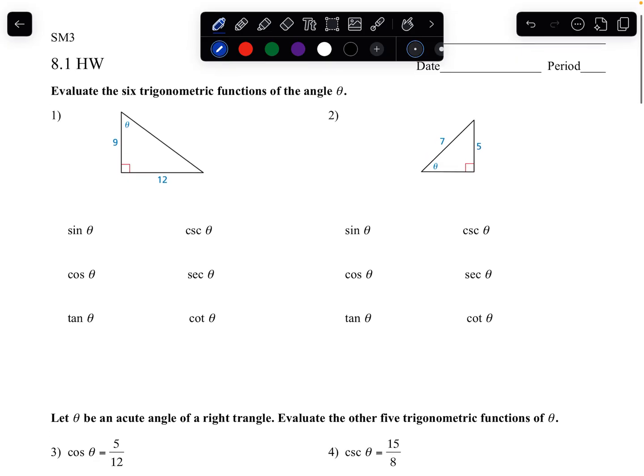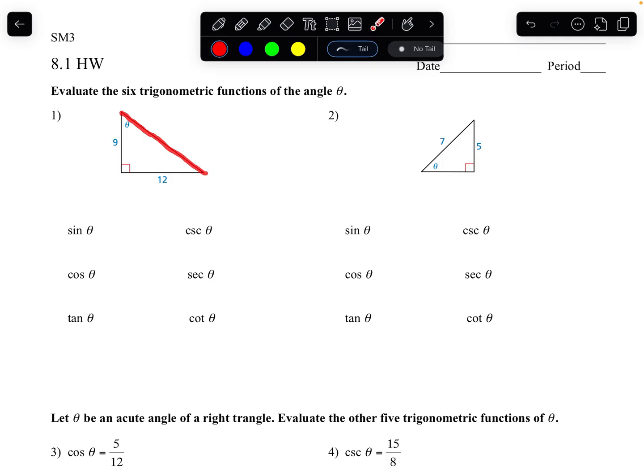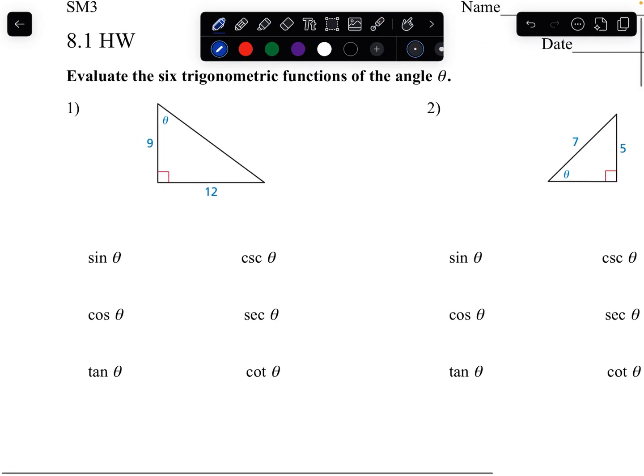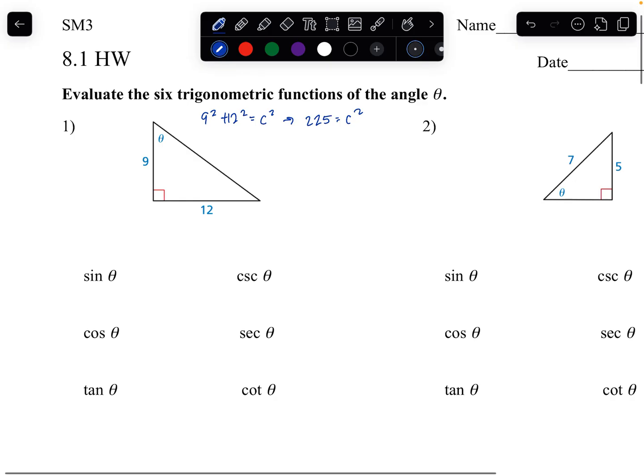First thing that I'm going to need to do with question 1, if I'm going to get all 6 trigonometric functions, I'm going to need to find the missing side length right here, and I can do that by using the Pythagorean theorem. So I can say 9 squared plus 12 squared will equal c squared. So 9 squared plus 12 squared is going to be equal to 225. So 225 is going to be equal to c squared. And I take the square root of that, and I get 15 as the hypotenuse.